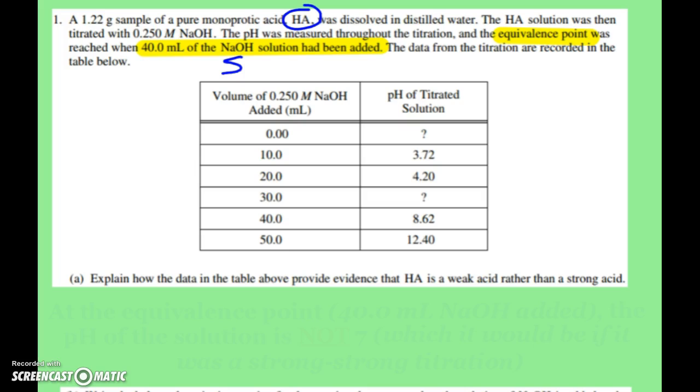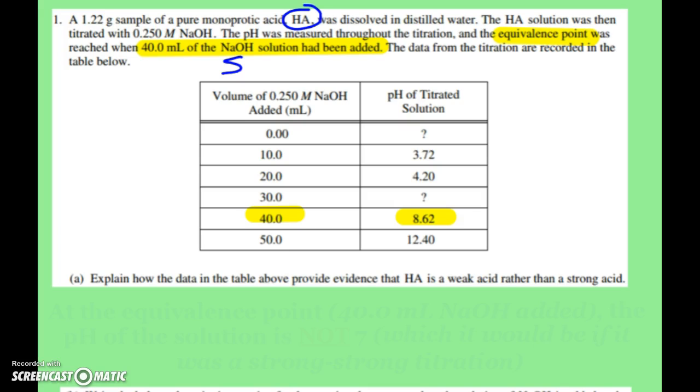We don't know if this acid is weak or strong, and that's what part A is asking. Explain how the data in the table above provide evidence that HA is a weak acid rather than strong. Remember our traditional hydrochloric acid and sodium hydroxide titration, strong: our equivalence point is always at 7 because we create water. Here, the equivalence point, 40 mL of sodium hydroxide, is not at a pH of 7. It's a pH of 8.62.